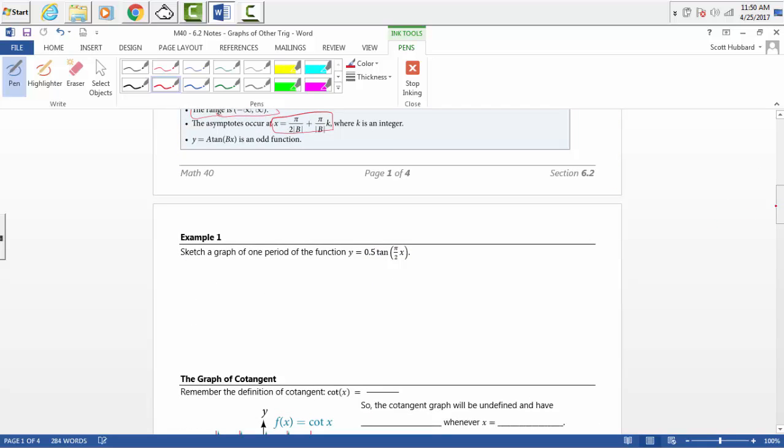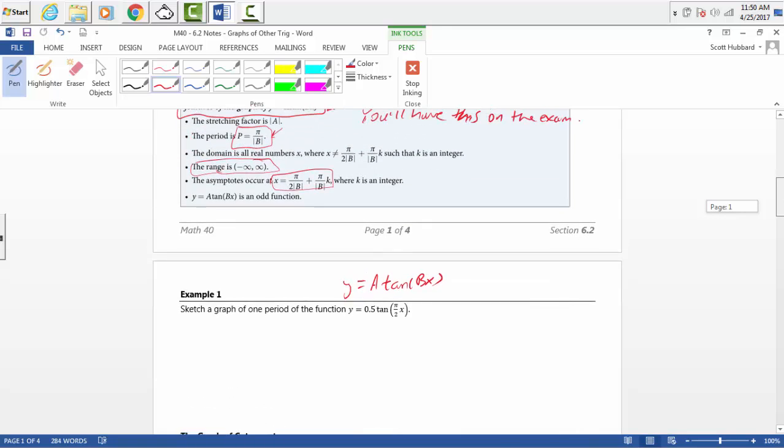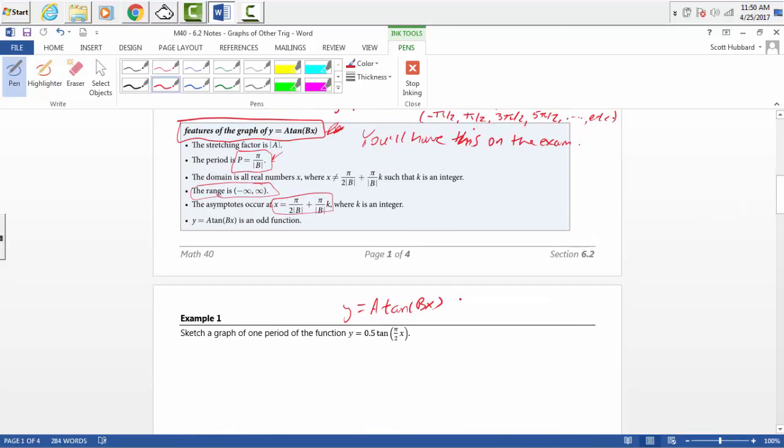Okay, so let's sketch a graph of one period of the function y equals 0.5 tan of pi over 2 x. Remember the general graph is y equals a tan bx, and the stretching factor is the absolute value of a. In this case, a is 0.5, so the stretching factor is the absolute value of 0.5, which is 0.5. What that does is just shrink the graph a little bit.